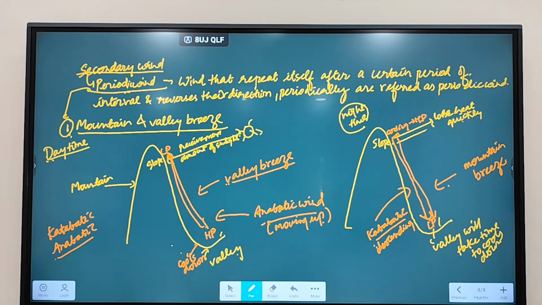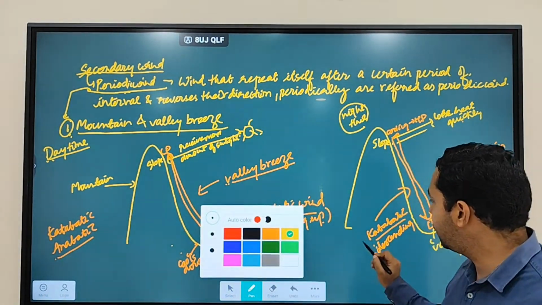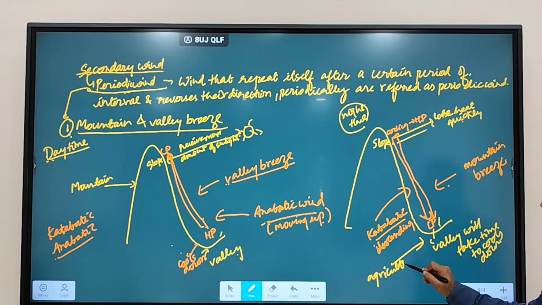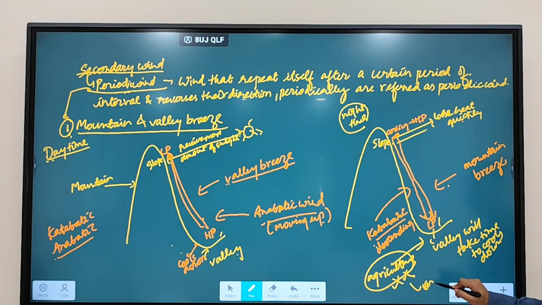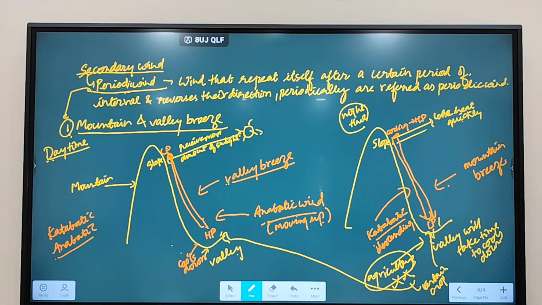Now that's why valleys are not very suitable for agriculture. Only certain crops we can grow in the valley region. Why is it not very suitable for agriculture? Why do you think it is not suitable?